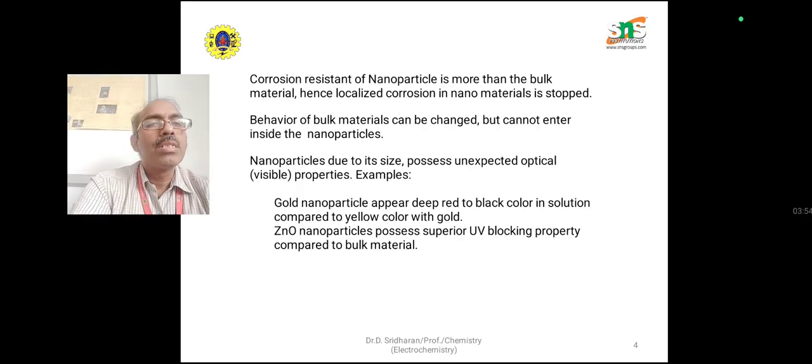Nanoparticles, due to their size, possess unexpected optical properties. For example, gold nanoparticles appear deep red to black color in solution compared to yellow color with bulk gold material. Zinc oxide nanoparticle possesses superior UV blocking properties compared to bulk material.